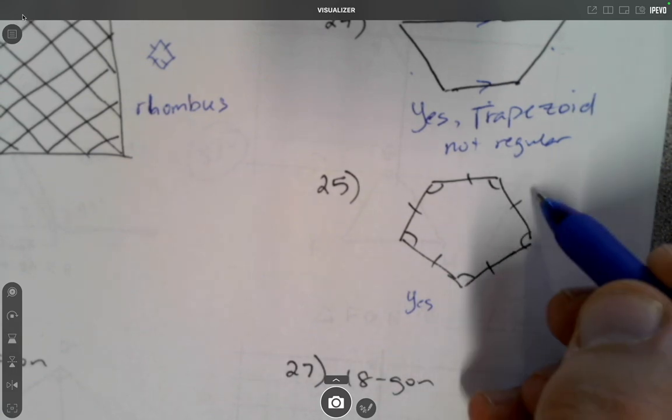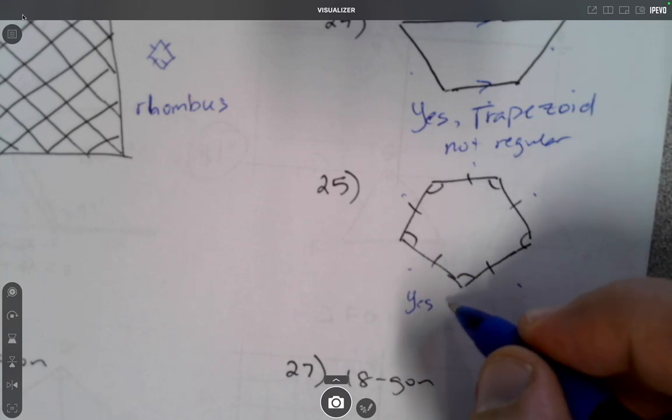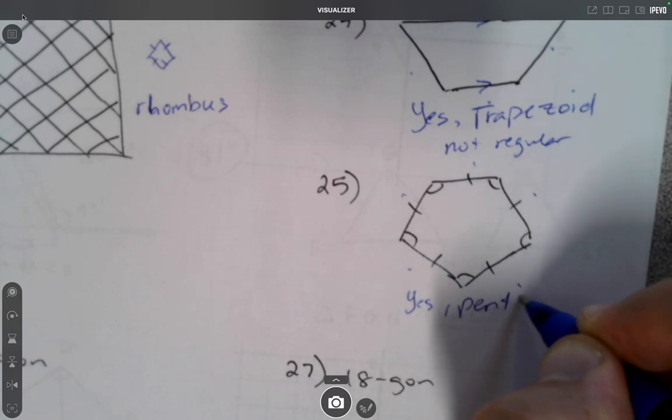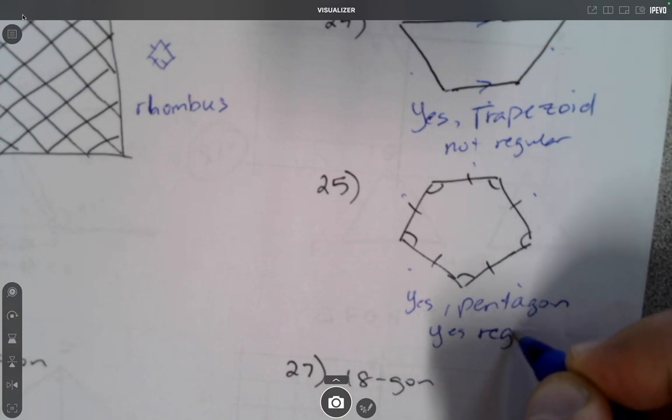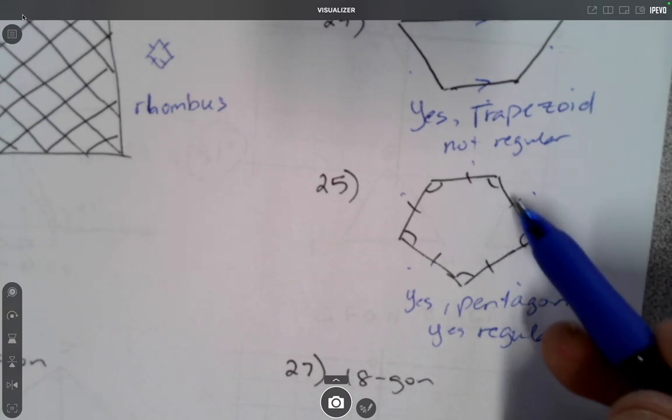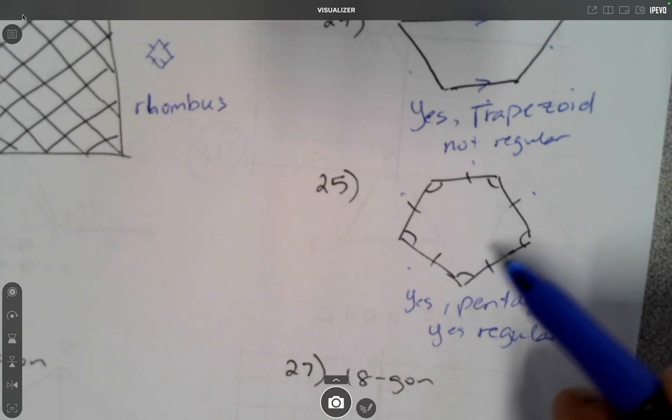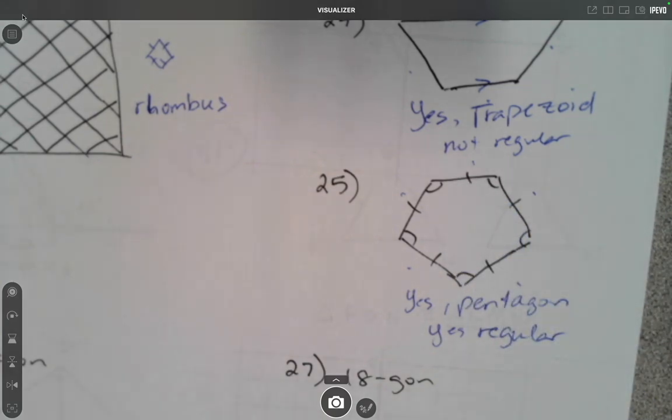And it would be called 1, 2, 3, 4, 5. It would be called a pentagon because it has 5 sides. And yes, it's regular because, as you can see it marked, all 5 of the sides are congruent and all 5 of the angles are congruent. So this is a regular pentagon.